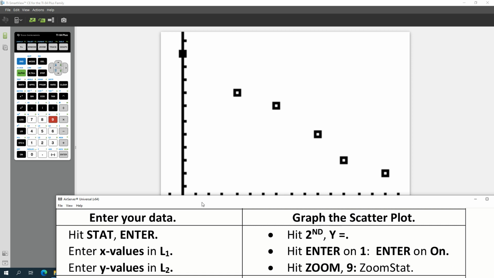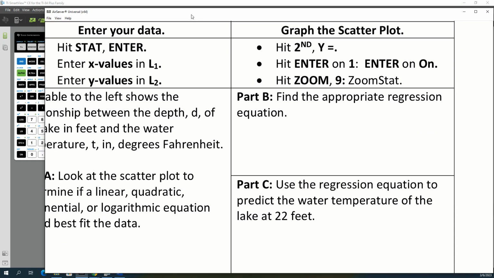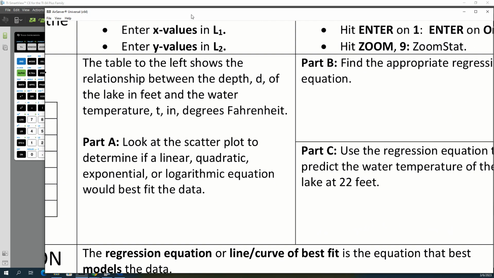Okay, so what do you guys think? Out of those 4 different types of scatter plots, what does it look like? Linear, good. So that's the answer to part A.